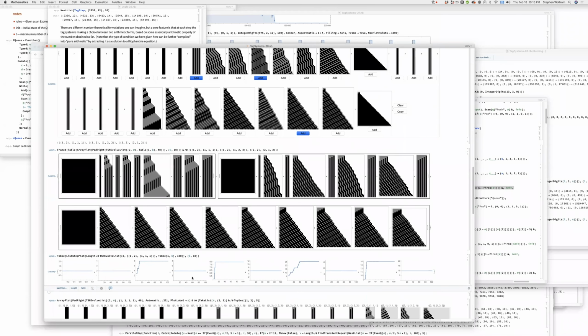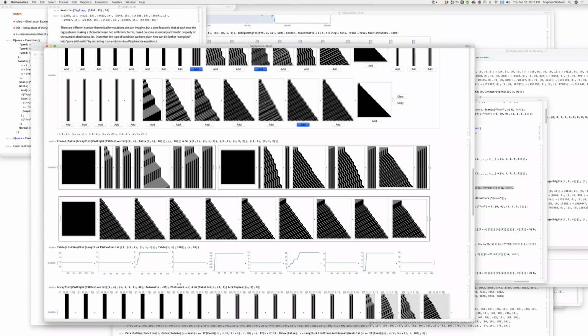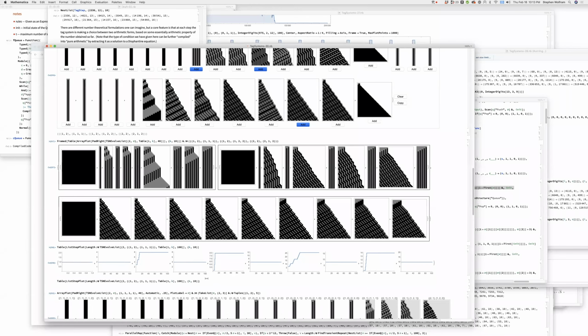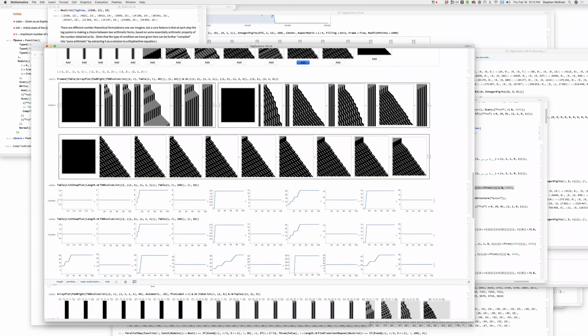Okay, so they do appear to converge to something. They converge to the all stripes. Interesting. Can we find out the length of the last one? Obviously, that's what I was going to do.